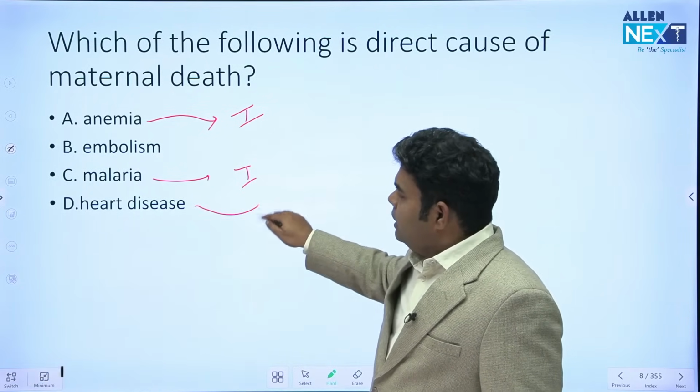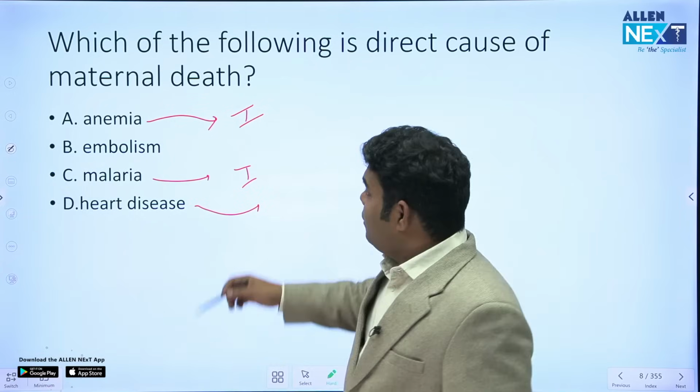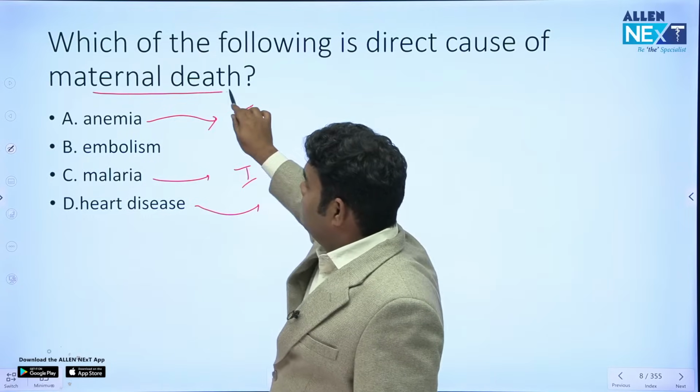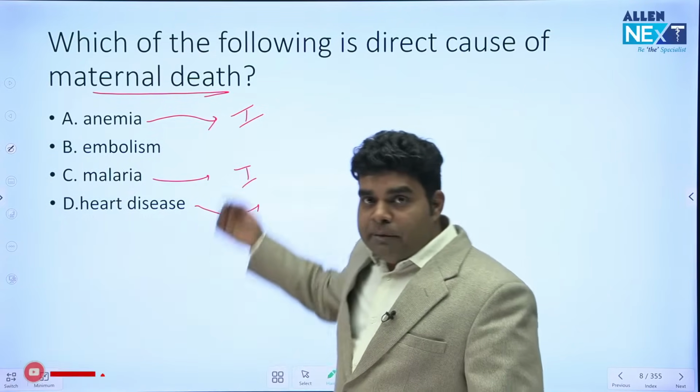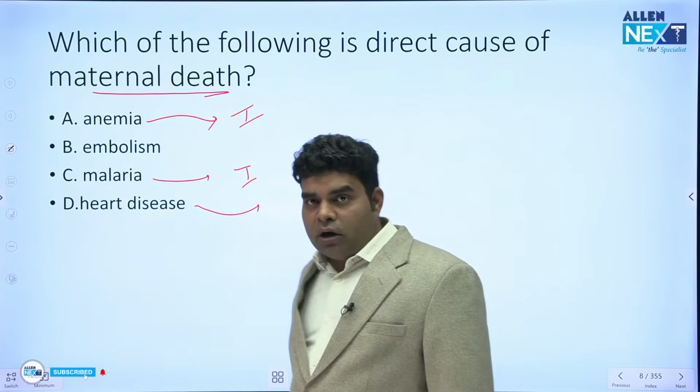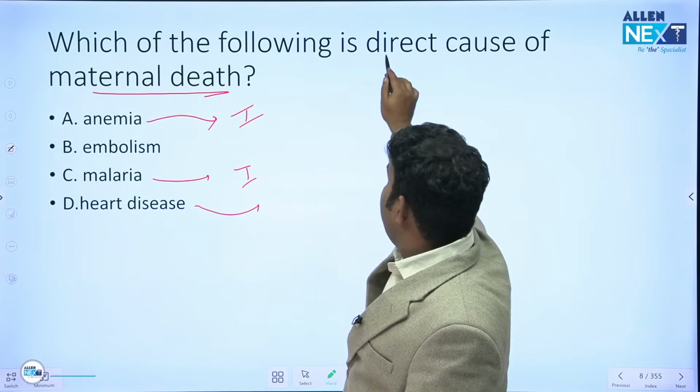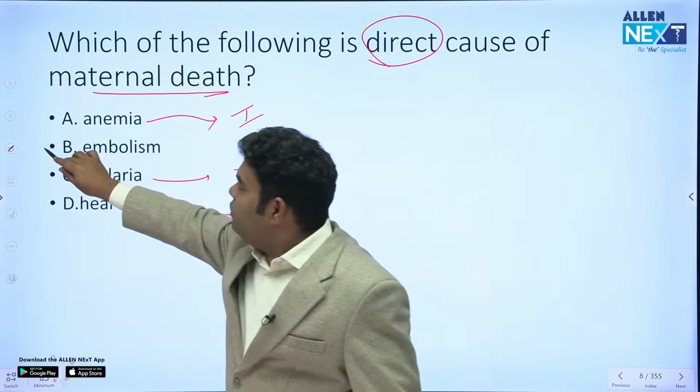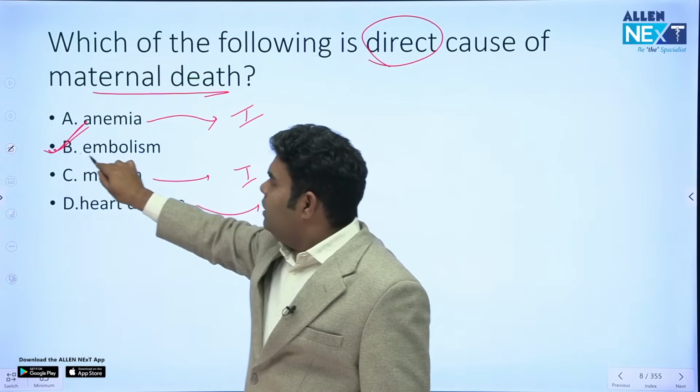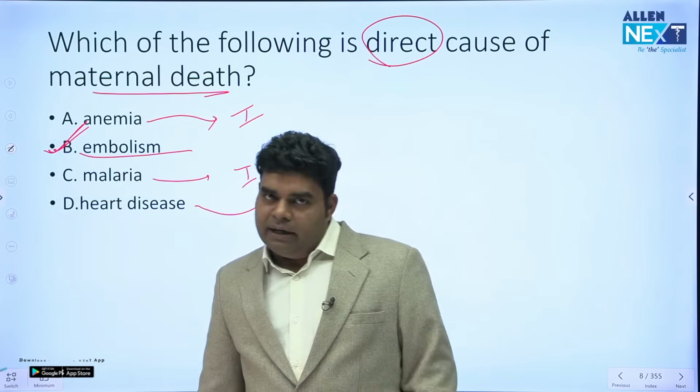Heart disease is not directly related with maternal situations. Anemia leads to heart disease and then all these things occur. So if you ask the direct cause, the best answer will be embolism. Embolism can directly kill the mother.